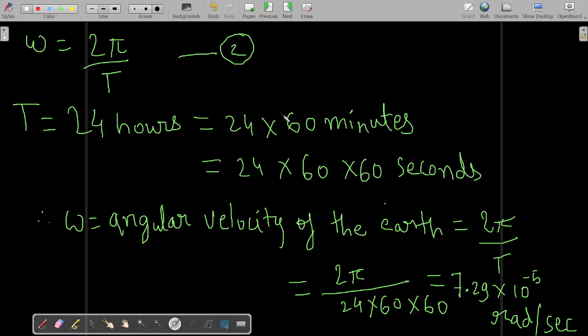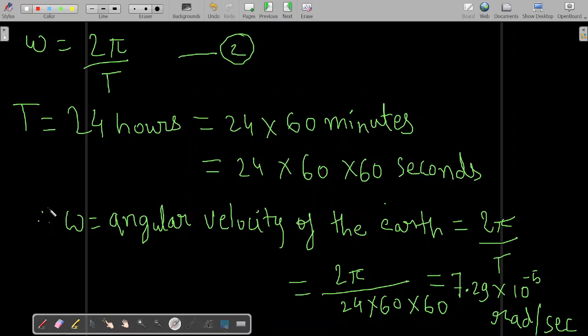In 1 hour there are 60 minutes. So in 24 hours we will have 24 into 60 minutes. Okay, and then how to convert minutes into seconds? In order to convert minutes into seconds, we need to again multiply by 60. So 24 into 60 into 60 seconds. Okay, so time period of rotation is what? Time period of rotation of earth is 24 into 60 into 60 seconds.